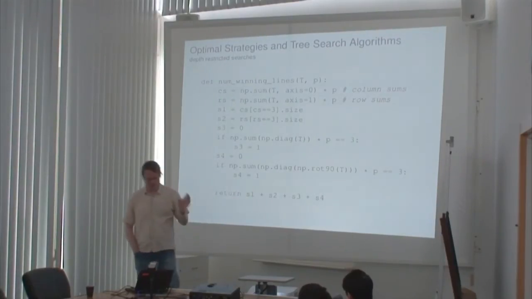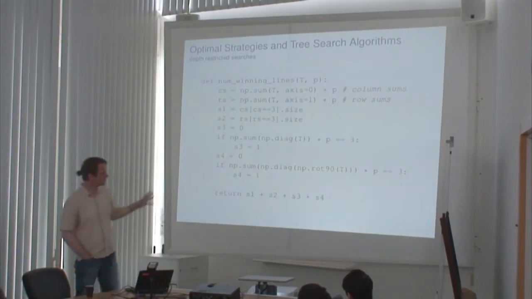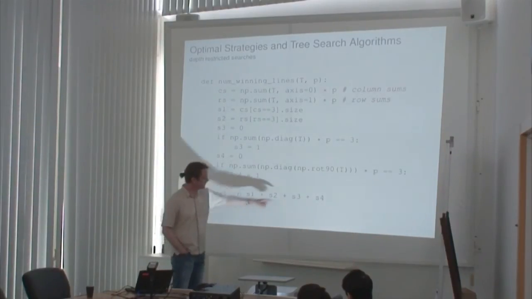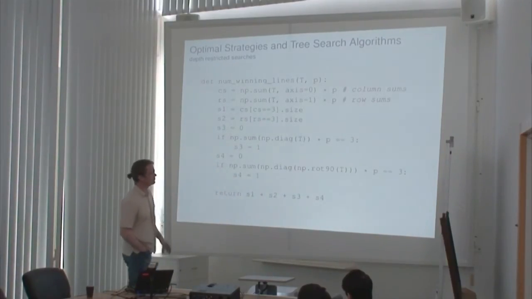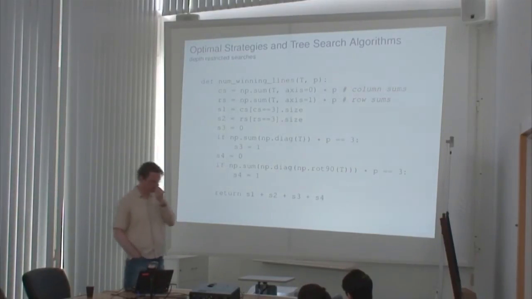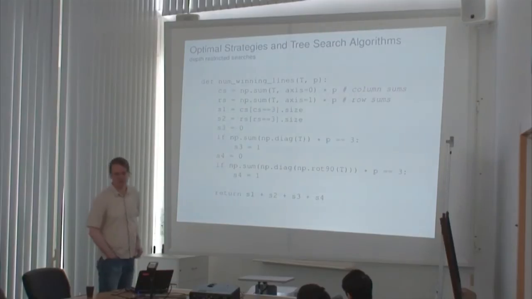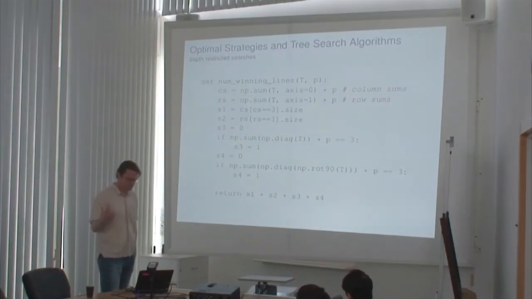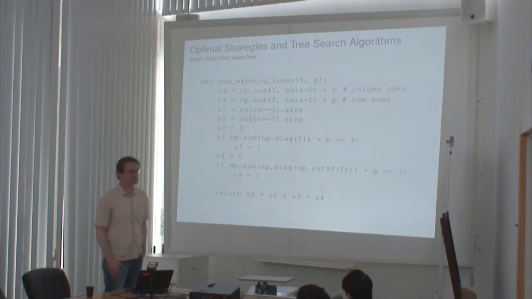This is basically the number of columns in which P can win, the number of rows in which P can win, the question of whether or not P can win along the diagonal, and the question of whether P can win along the antidiagonal, and we return that. That's it. This is a straightforward extension of this test of whether or not a state has been a winning state. So there you go. And if need be, you could now immediately extend this to Connect 4.